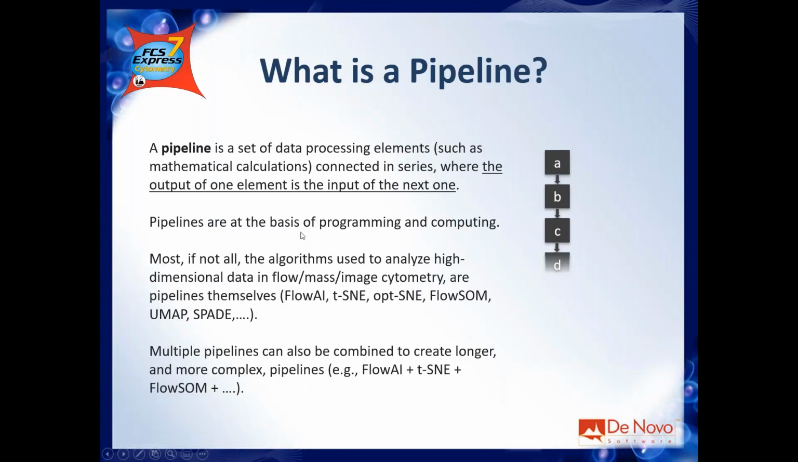Okay, so what's a pipeline? A pipeline, as you can see here, is a set of processing elements, and usually they are mathematical calculations. The key point is that they are connected in series, okay? As you can see here in this little picture. So A goes to B goes to C, and so on. The key point is that the output of each step, let's say the output of calculation A, is usually the input of the next one. So it's the input for calculation B.